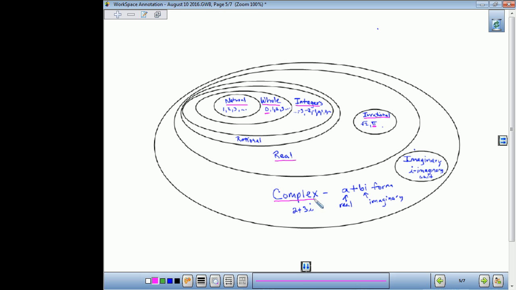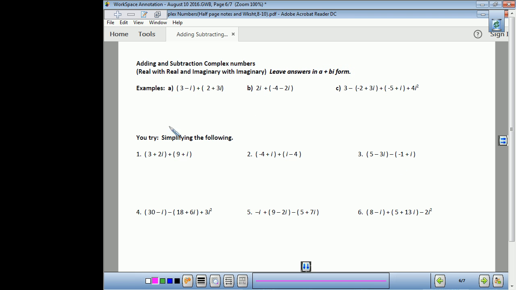So our complex numbers have a real part and an imaginary part. And everything we've learned falls within complex. The imaginary numbers, like the square root of -1, is i. That's our imaginary unit. It is part of the complex number system because the complex number system has the imaginary part and the real part. So now that we know about this new number system, we're going to learn how to do operations with complex numbers. So today, we're simply going to learn to add those numbers, add and subtract them.